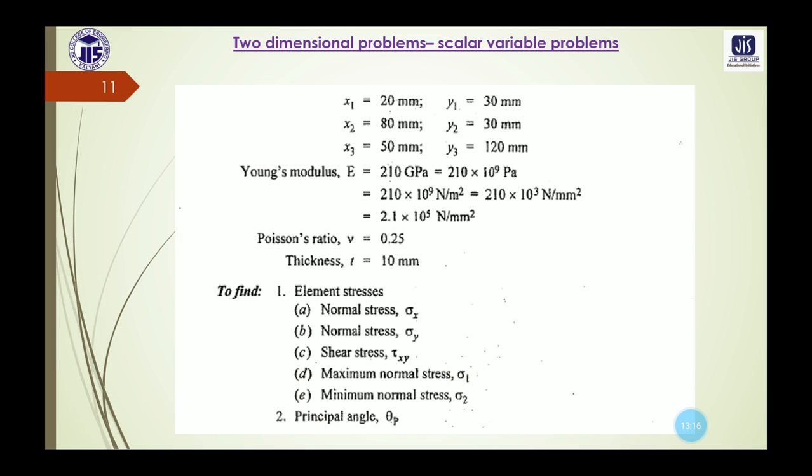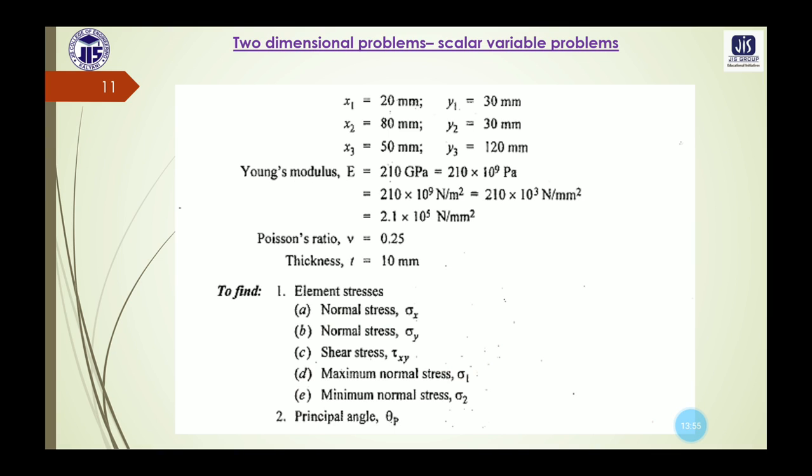Next, the value of Young's modulus is given as 210 gigapascal. This gigapascal means 210 into 10 to the power 9, because the value of giga is 10 to the power 9 pascal. Now 1 pascal means Newton per meter square. Then from this Newton per meter square you can write the value in Newton per millimeter square, and finally you can write this as 2.1 into 10 to the power 5 Newton per millimeter square. So some unit conversion we have done from gigapascal to Newton per millimeter square.